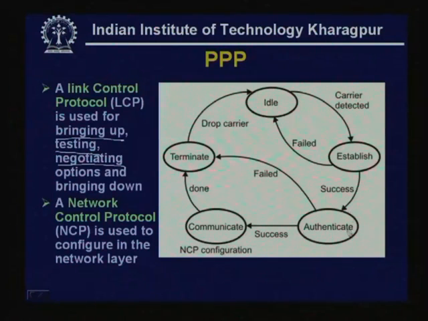Then it does the authentication, and if it fails, it goes to the terminate state. If the authentication is successful, it goes to the communication phase, where the network control protocol is used to perform the configuration and to perform communication between the two devices.